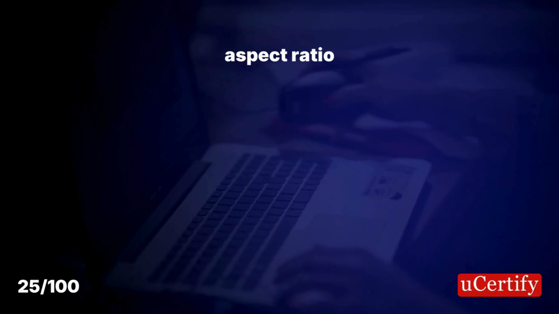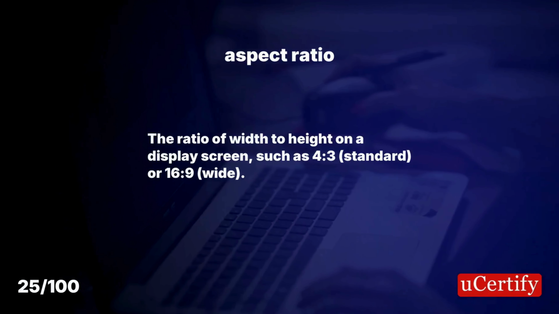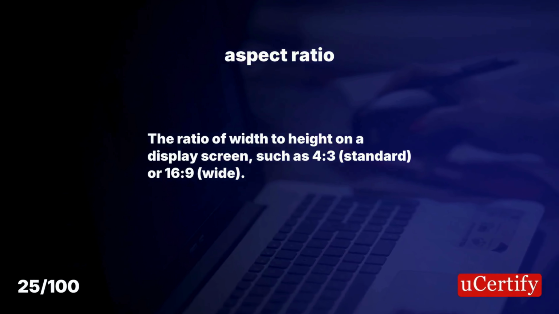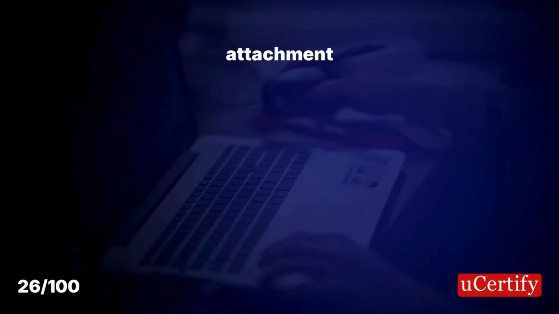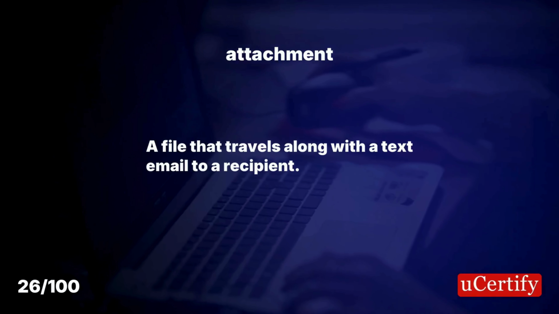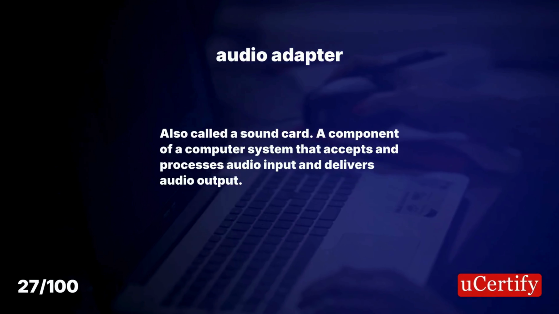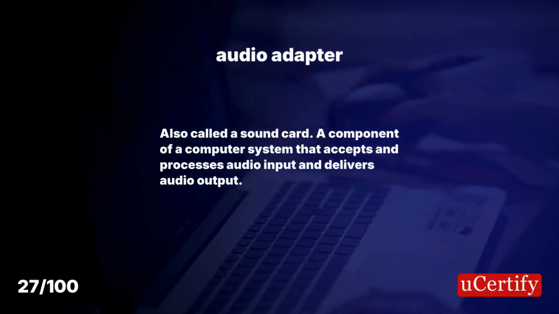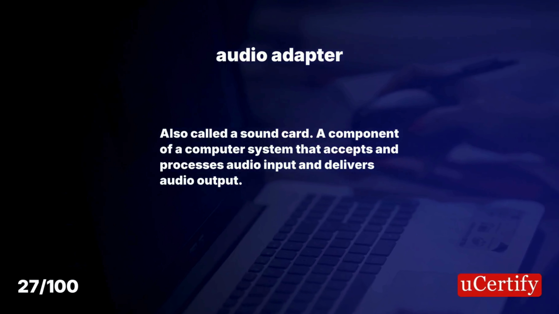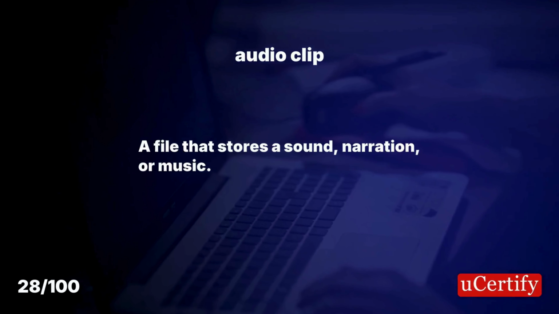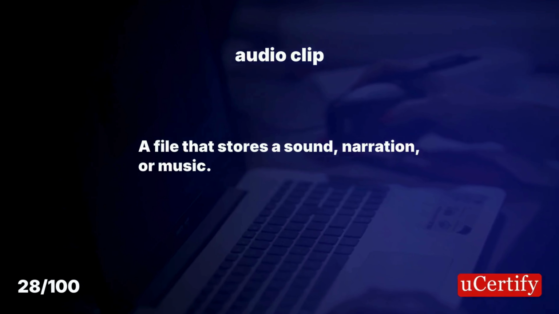Term: aspect ratio. Definition: the ratio of width to height on a display screen, such as 4:3, standard, or 16:9, wide. Term: attachment. Definition: a file that travels along with a text email to a recipient. Term: audio adapter. Definition: also called a sound card, a component of a computer system that accepts and processes audio input and delivers audio output. Term: audio clip. Definition: a file that stores a sound, narration, or music.